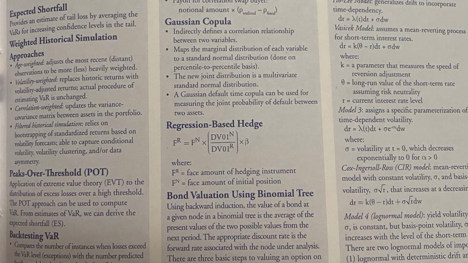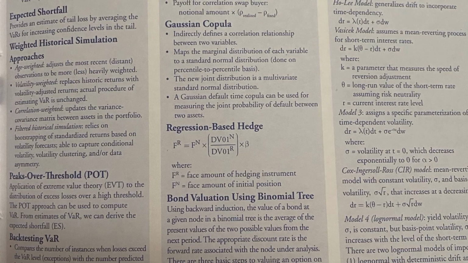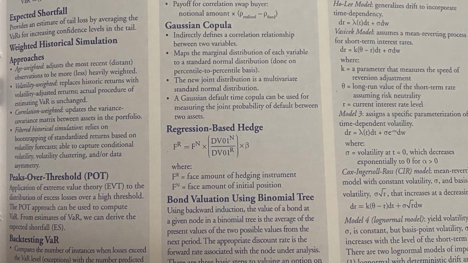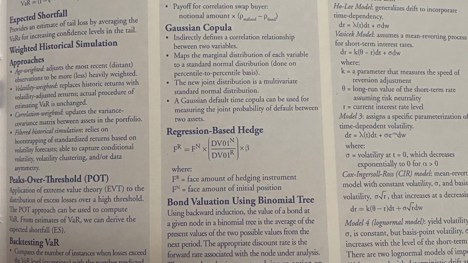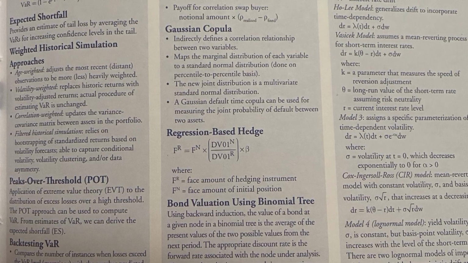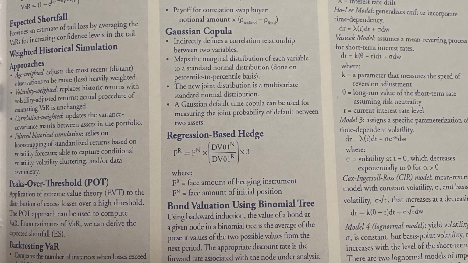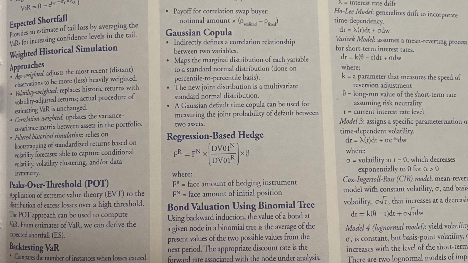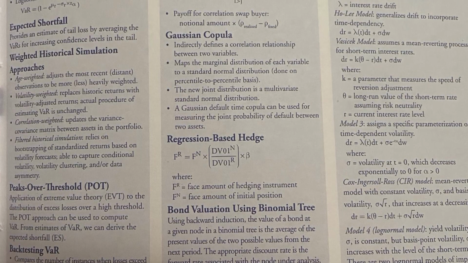What is expected shortfall? It provides an estimate of tail loss by averaging the VaRs for increasing confidence levels in the tail. Let's find out weighted historical simulation. There are many approaches. Age weighted historical simulation adjusts the most recent and distant observations to be more heavily weighted.